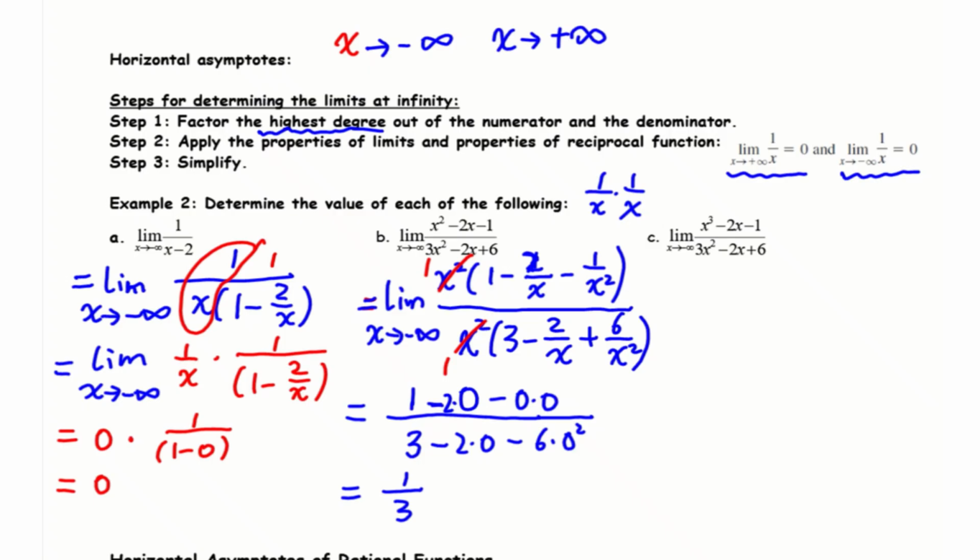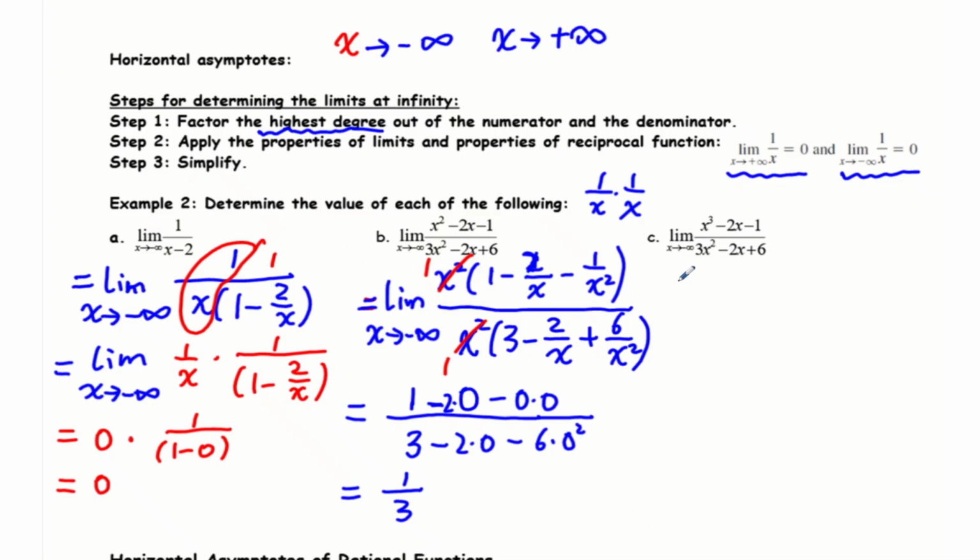So this is how we find the limits for this one, by factoring the highest degree out. Then we cancel x squared out. We have 1 over x left. As x approaches infinity, 1 over x equals 0. So then we have all the 0s. We just need to have the non-zero number left.